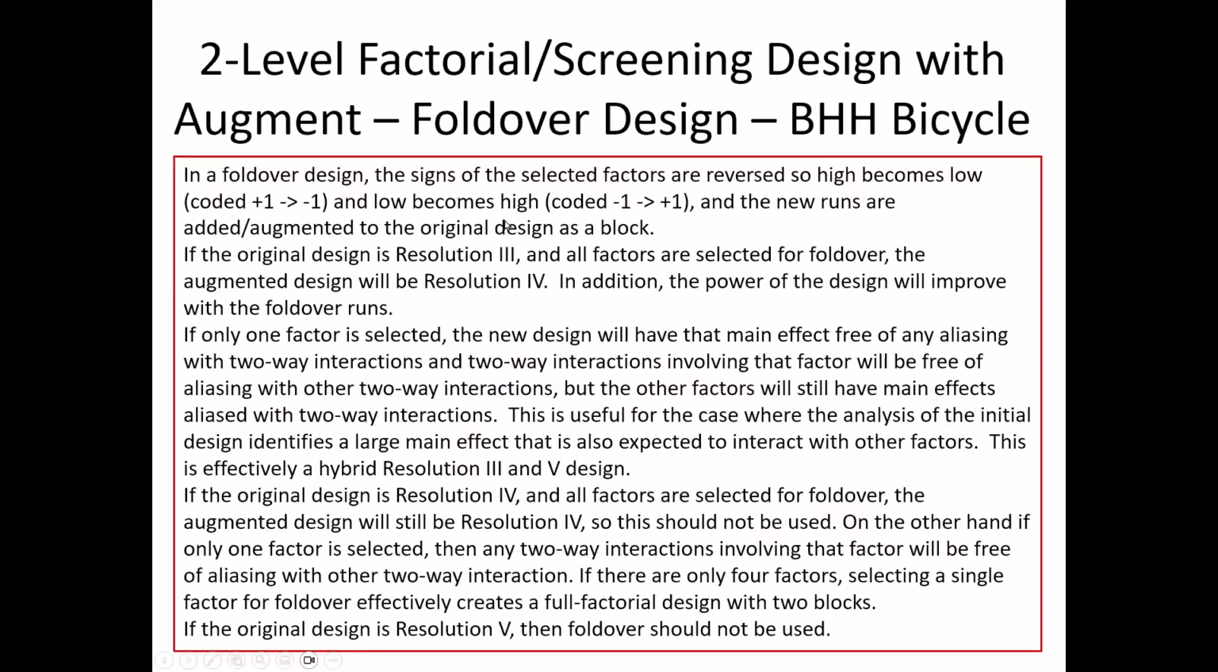So high becomes low and low becomes high, and the new runs are augmented to the original design as a block. If the original design is resolution 3 and all factors are selected, the augmented design will be resolution 4. So that means that your main effects will be free and clear of two-way interactions. However, if only one factor is selected, the new design will have that main effect free of any aliasing with two-way interactions. And the two-way interactions involving that factor will be free of aliasing with other two-way interactions. So it's effectively a hybrid resolution 3 and resolution 5.